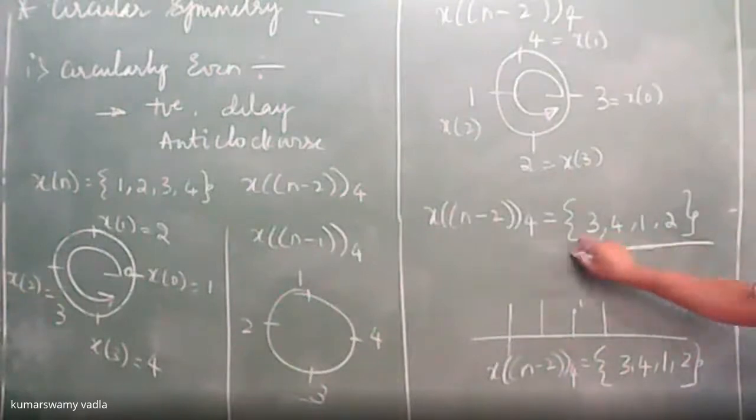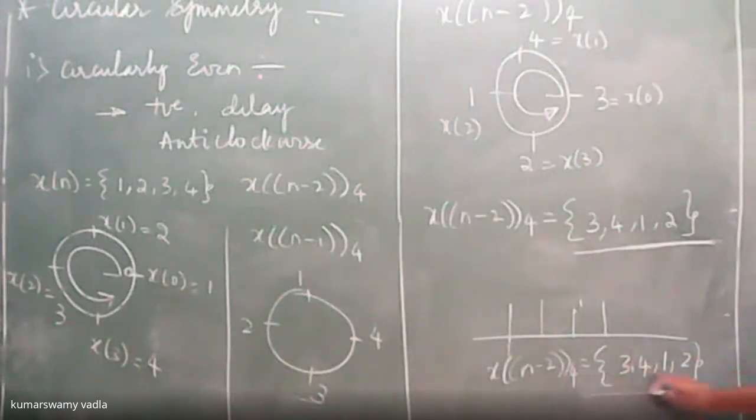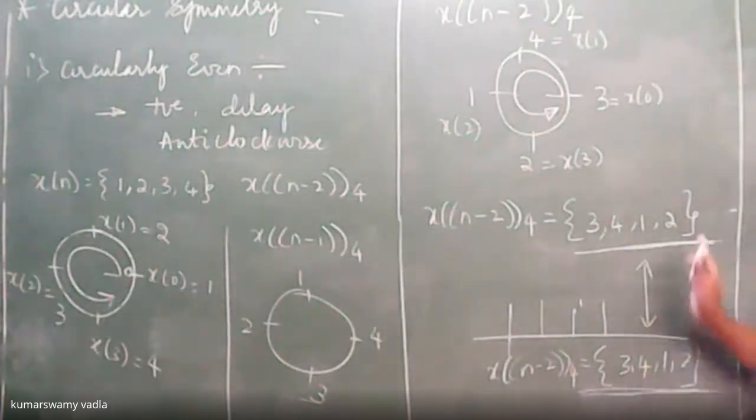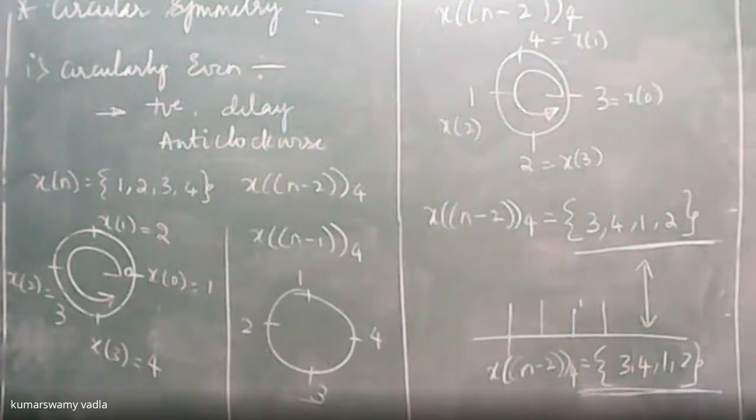Yes, sir. Here, the circular shift and the periodic sequence shift by 2 places are both one and the same. That is why I retained this. Is the point clear here, students? Yes, sir.